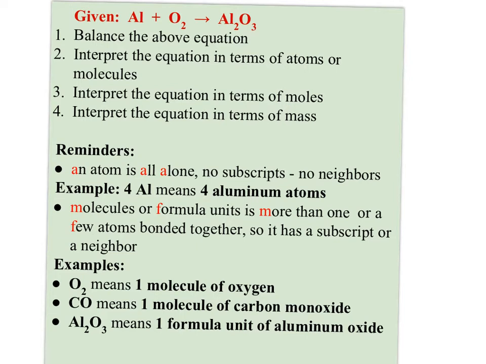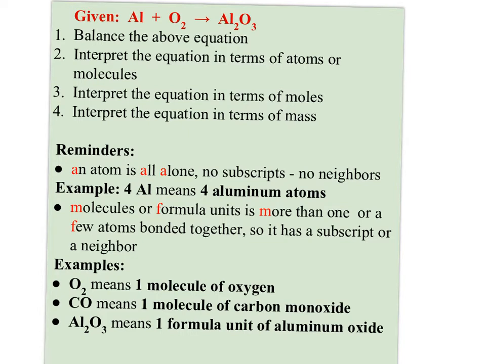So if I interpreted this equation in terms of atoms or molecules, I would say 4 atoms of aluminum combine with 3 molecules of oxygen to produce 2 molecules of aluminum oxide. If I were to think of this equation in terms of moles, I would think 4 moles of aluminum atoms react with 3 moles of oxygen molecules to produce 2 moles of aluminum oxide molecules, or formula units actually.